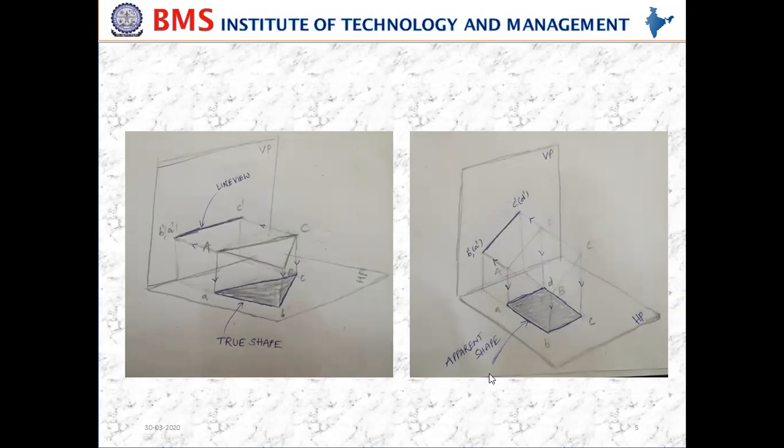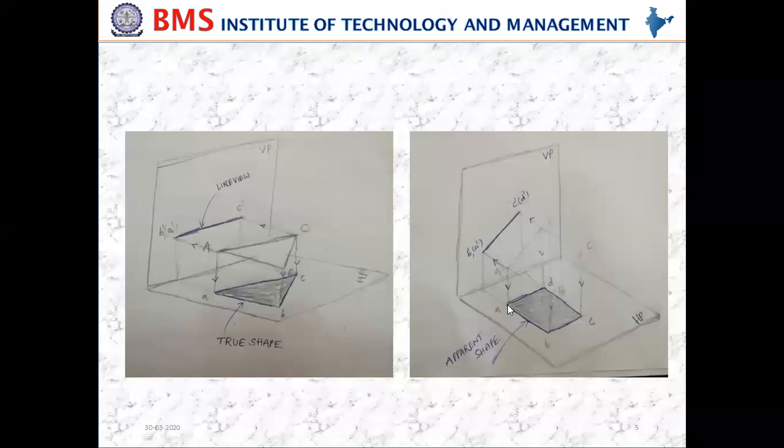The third statement is the apparent shape. We obtain the apparent shape when the plane surface is inclined to any one of the planes. See here, I have taken the reference as the horizontal plane. I have taken the square lamina ABCD. This ABCD is inclined to the horizontal plane. When it is inclined to the horizontal plane, the top view which I am going to obtain will not be the true shape. Yes or no? Because it reduces the length of it. So the top view will not be the true shape.